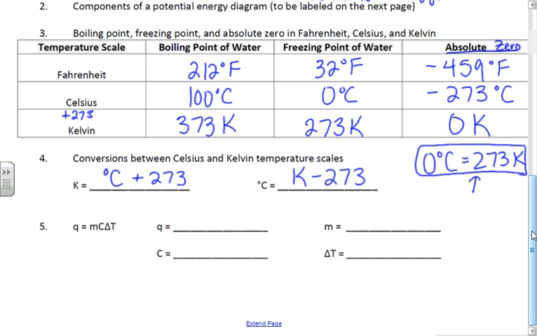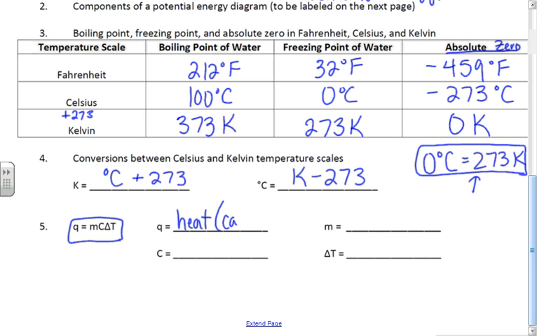You can look at this example over here and see, well, if I'm at 0, what am I doing to that to get to 273? I'm adding 273. You can also think about the alphabet. It starts with A, B, C, D, E, F, G, and so on. So if you're at C and you need to get to K, you have to go forward in the alphabet. You need to add. And if you're at K and you need to get back to C, you just subtract. Okay. You're also going to need to be able to work with our MCAT equation, Q equals MC delta T, where Q is going to be the heat energy.